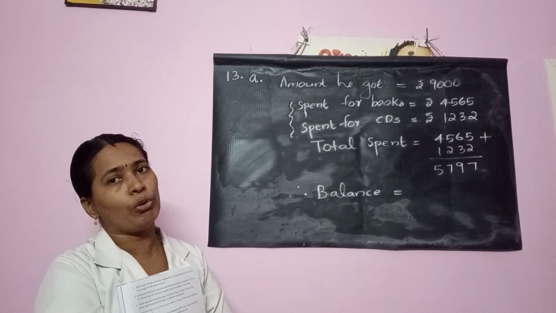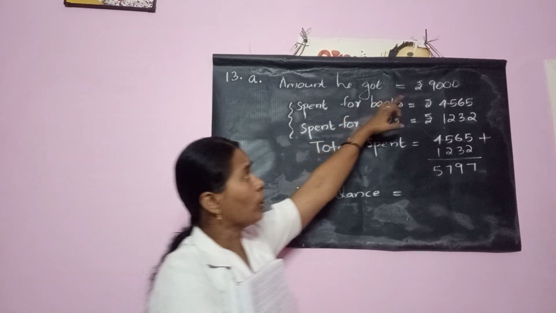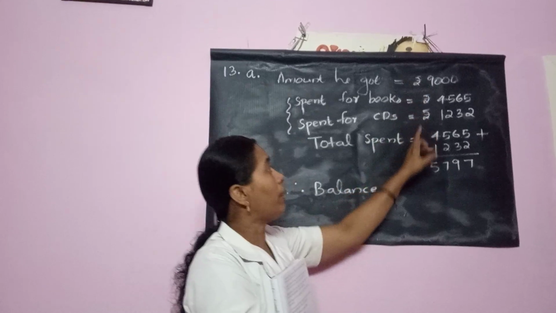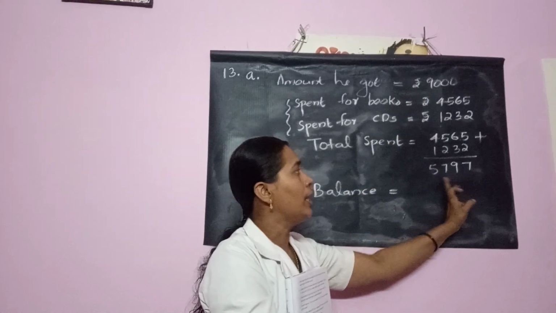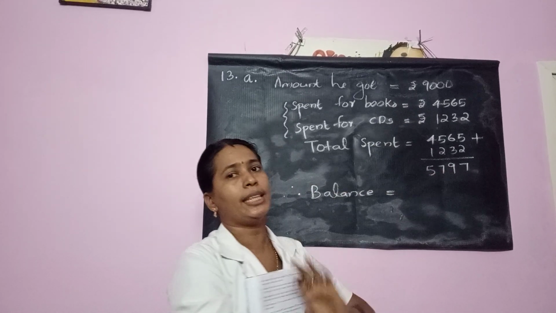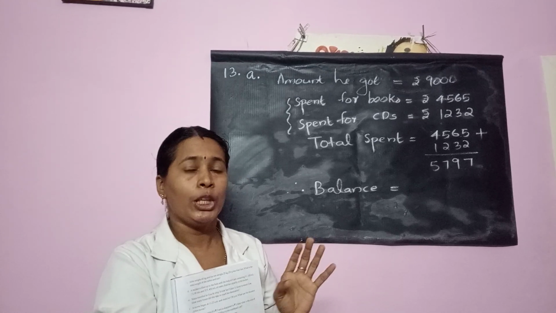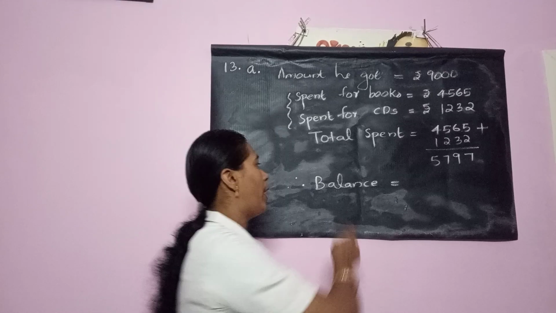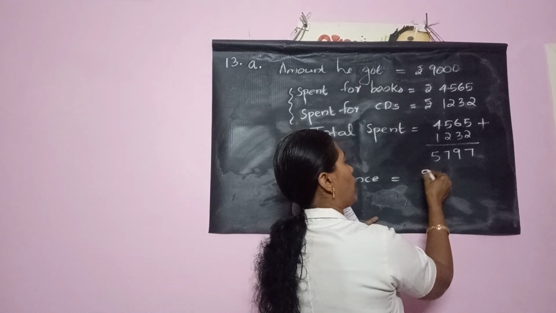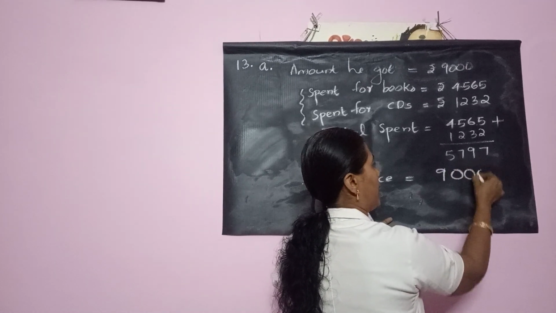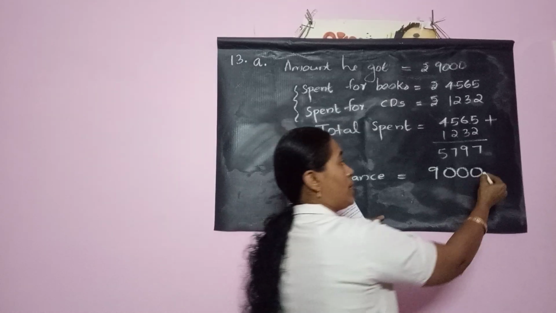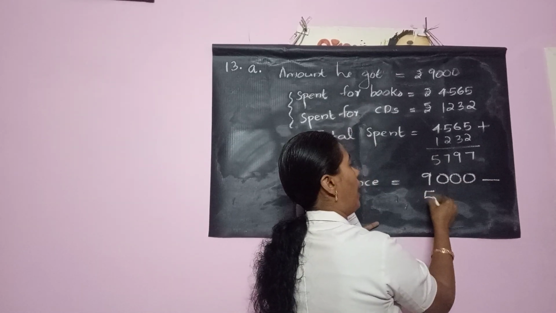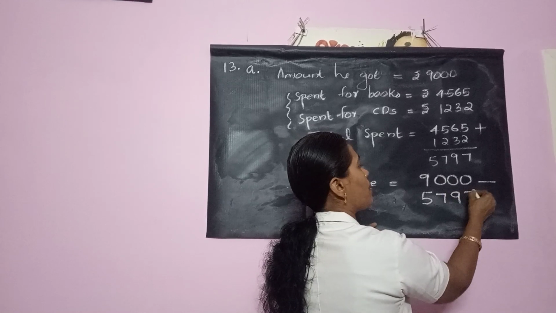So what do we do to find the balance? Total amount 9,000. From 9,000 how much he spent? 5,797 he spent actually. So what do we do to find out the balance? To find the balance from the total, that is 9,000, we have to subtract the amount that he spent.